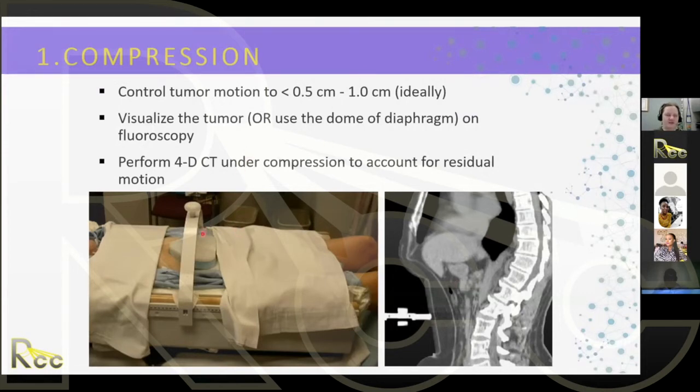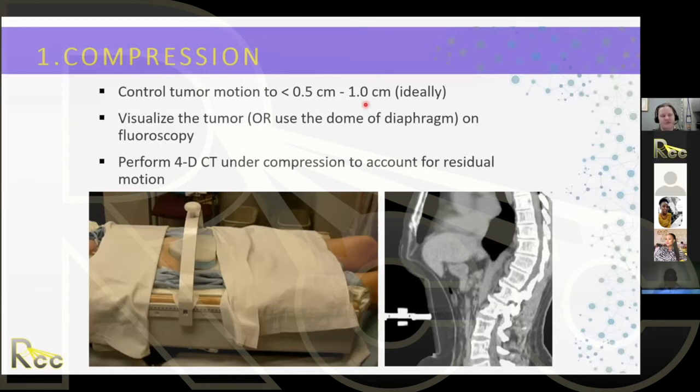So after you've got the compression device set up, you can visualize the tumor on fluoroscopy and check that you have compressed the patient enough that the motion is below 1 centimeter. And once you're there, you can perform your 4D CT under compression to account for your residual motion. A word of warning, I found that when you start to compress a patient, their breathing gets more shallow because they can't breathe against that device. You can easily imagine that. But if you press too hard, they start working against the device. They're getting too stressed, and then the motion amplitude actually goes up. So you're defeating the purpose. So sometimes when you're compressing and it gets worse and worse, if you ease up, it actually gets better.